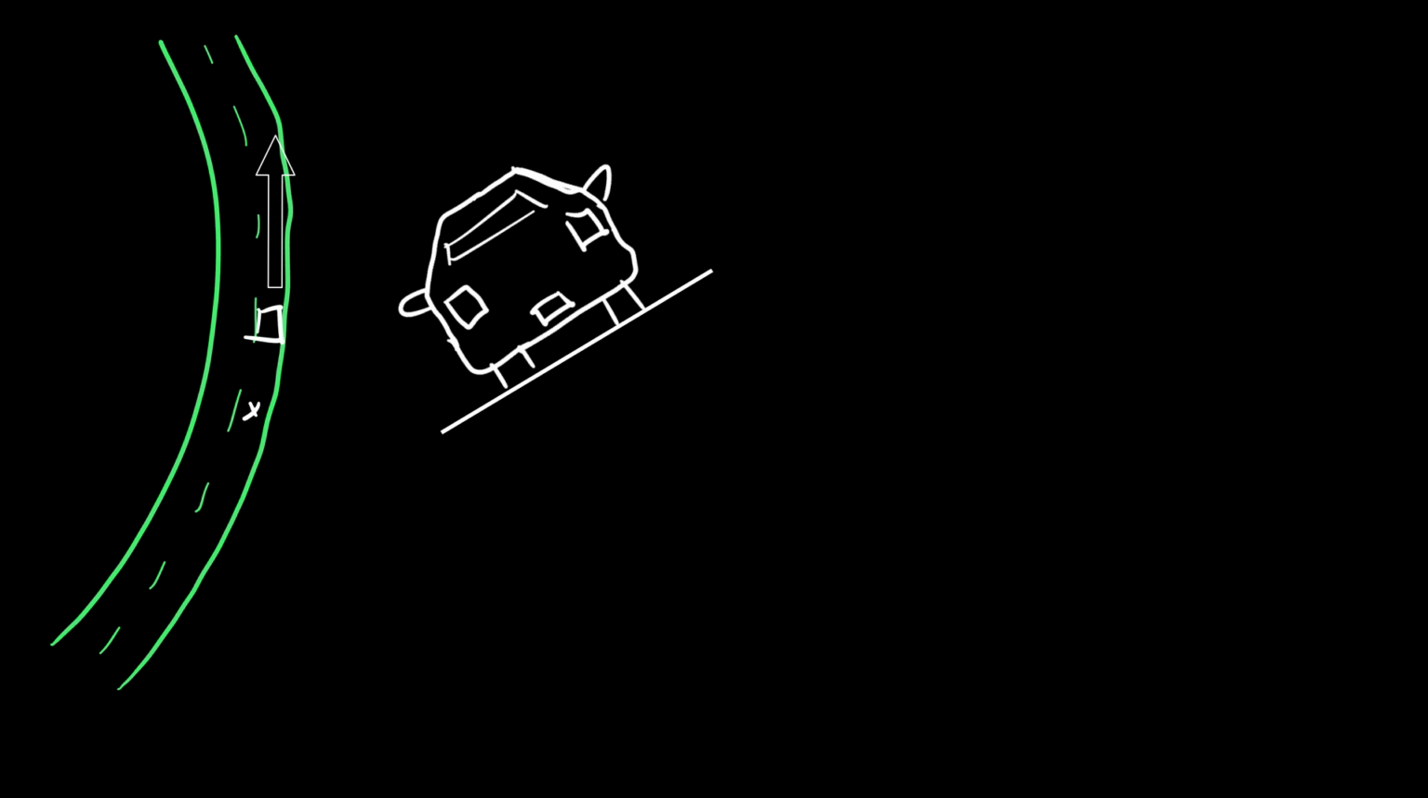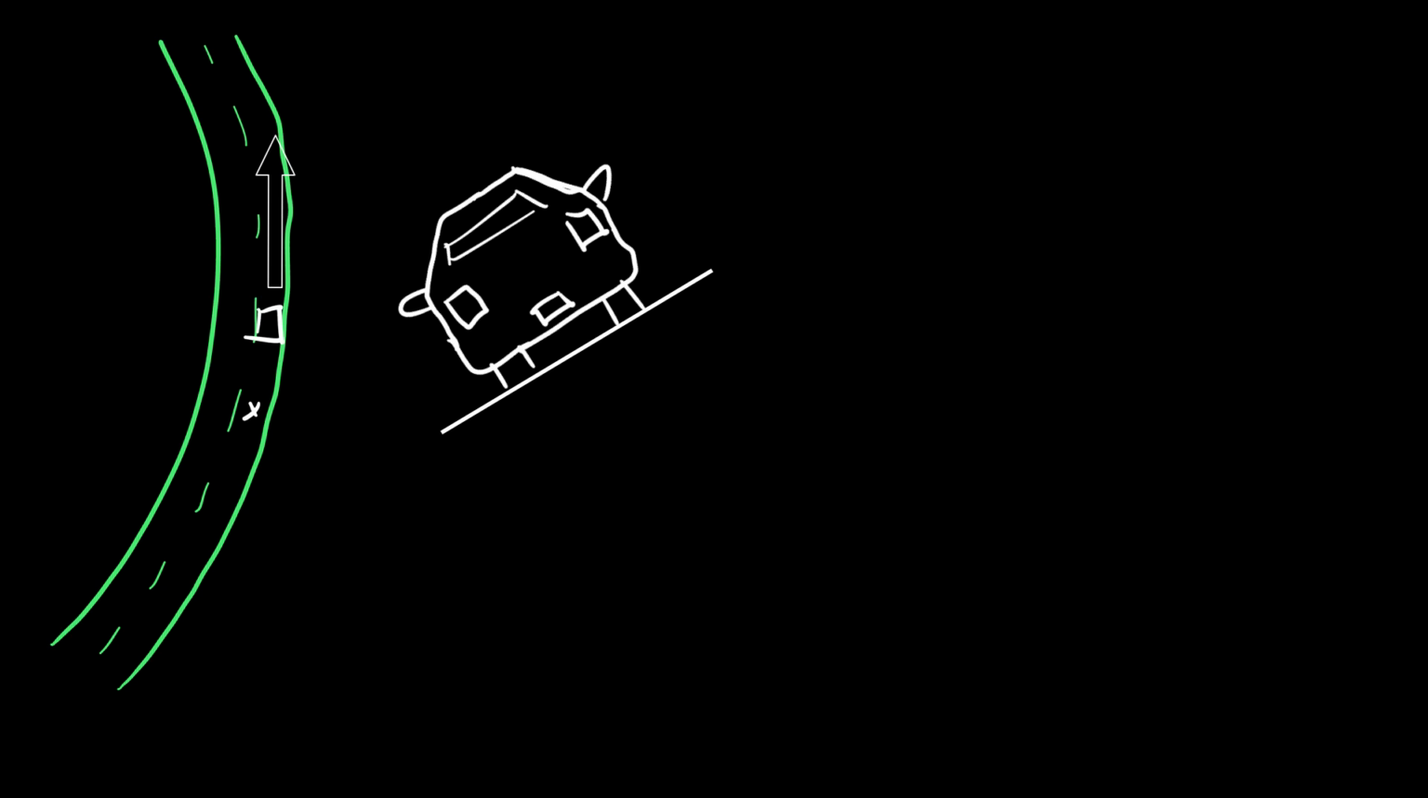Banking it the other way would be dangerous, right? Especially if the roads were icy, because we already know the car wants to go in a straight line, which would be a straight line in the direction of the arrow. If you make your road bank this way, even without moving, you might just slide right off the road. So the better direction for us is going to be that way.